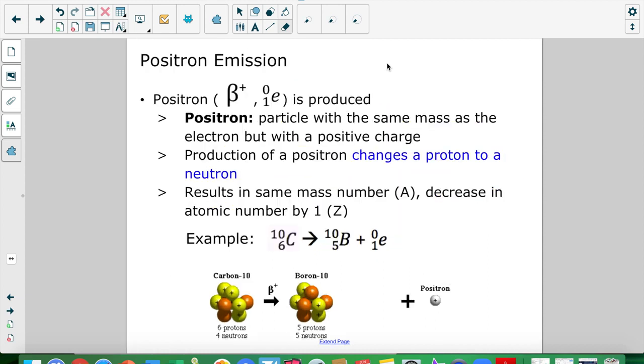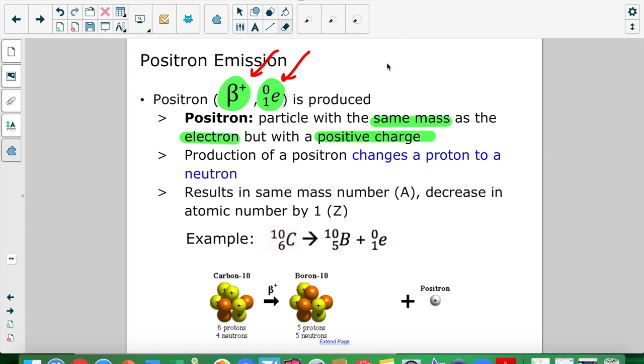All right, so the third type of radioactive decay is called positron emission. Positron emission is represented in two ways that are exactly the same. One could be as a beta positive particle, and the other is a positive electron, that is a positron. Both of these representations of positron emission are valid. So what is a positron? It's a particle that has the same mass as the electron, but it has a positive charge.